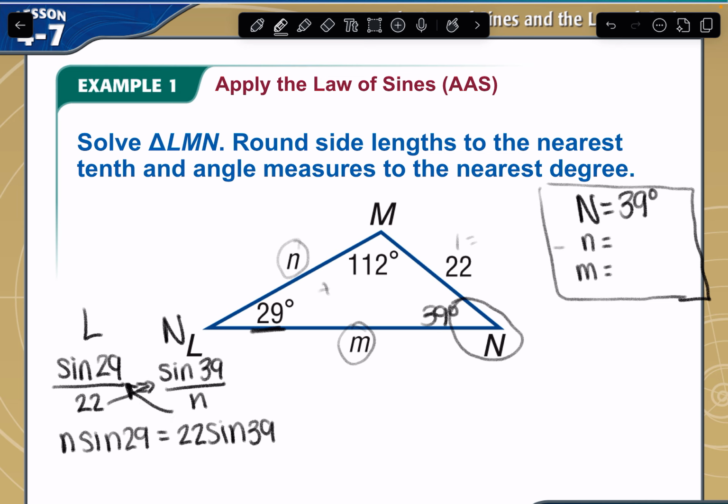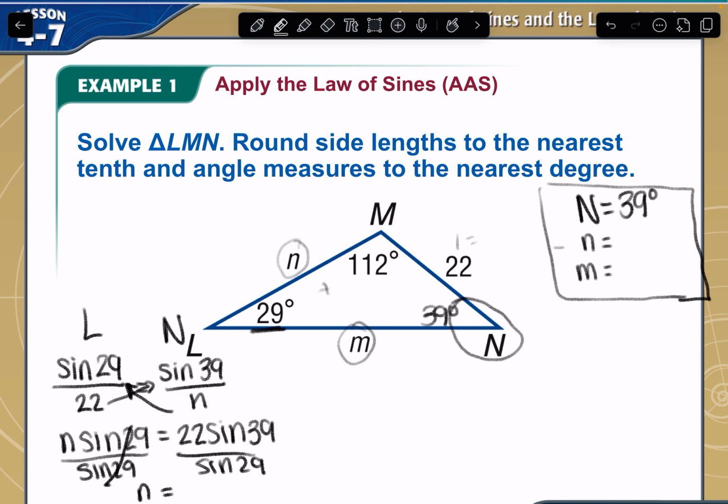Remember, your side length needs to be in front of your sine and your angle measure needs to be behind your sine whenever you're doing these types of problems. So now if I'm trying to get n by itself, this is multiplication. So I would need to divide by sine 29 on both sides to get n by itself. Then I'm going to plug that whole chunk into my calculator. So 22 sine 39 divided by sine 29 to solve what n is.